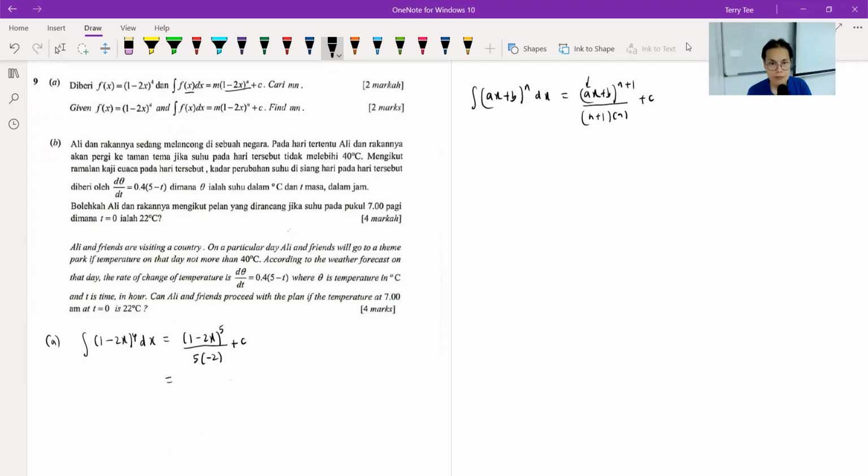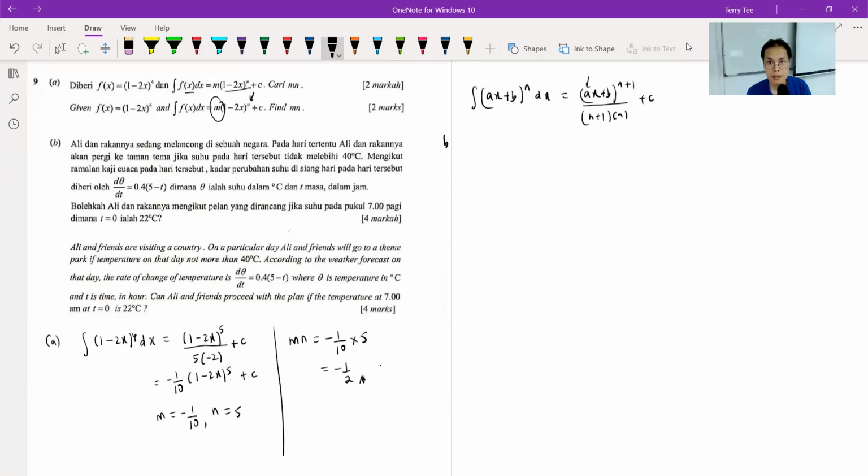So as I simplify this further, I'll get (1 minus 2x) to the power 5 divided by -10. Okay, maybe instead of writing dividing by -10, we write this as -1 over 10, plus c. Now, why do I do that? Because I need to find out what's the value of m and n. You can see from here, my m is the number in front, the coefficient. So my m is -1 over 10, and my n is the power for the bracket. So my n is 5. So to find the value of mn, basically we take -1 over 10, we multiply by 5, you get -1 over 2.